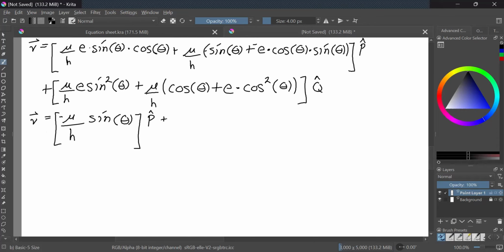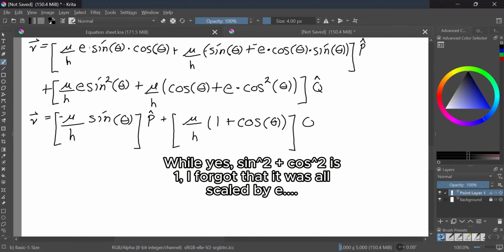And then for the q component, I don't need a bracket that big. We'll do mu by h again. And then we have e sine squared and e cosine squared. When you add sine squared and cosine squared, you're going to get 1. So let's go ahead and do that. 1 plus cosine of theta. That is q hat.